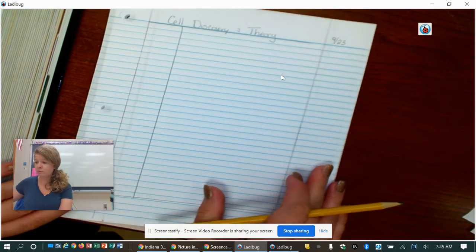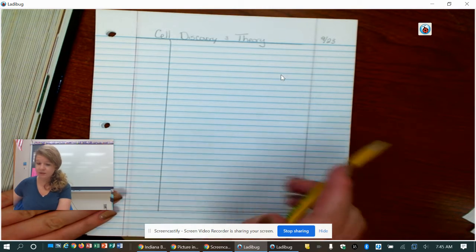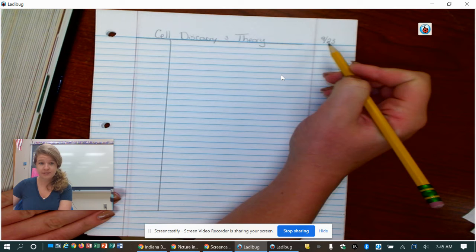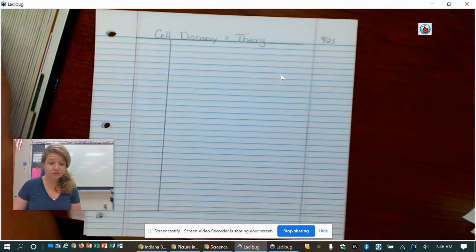So remember, you want to title it so when you look back at your notes, you can find the one you're looking for very quickly. We are today going to read about cell discovery and theory, and today is 9/23. So let's read together. I'm on page 182, chapter 7, section 1.